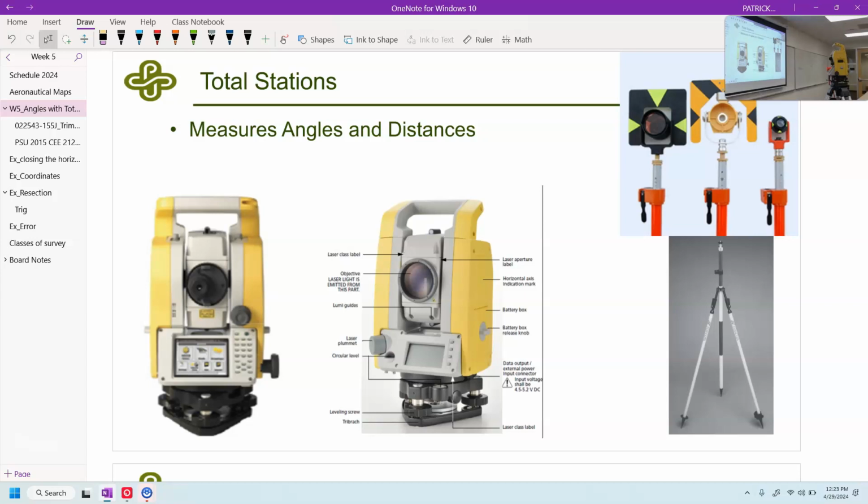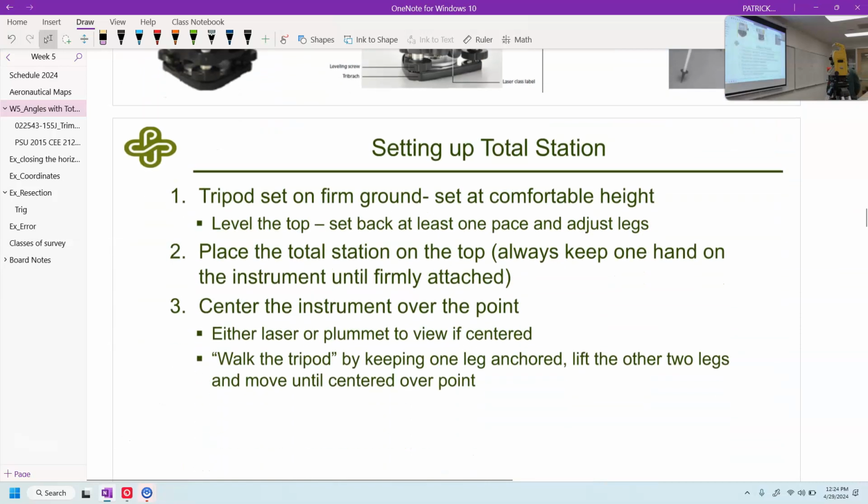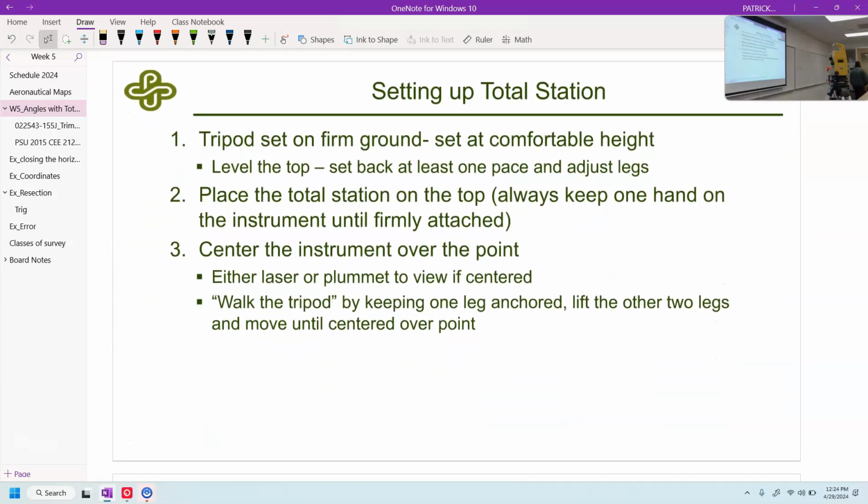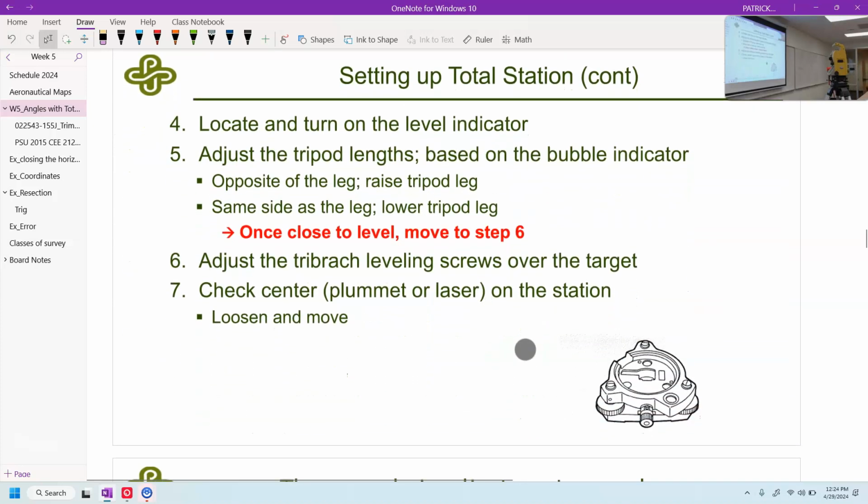And if you follow that procedure, walk the tripod, do your initial leveling with the legs, then fine tune with the tribrach, and if you need to recenter, loosen and slide, it's not too difficult. Okay, so I've got all that description in the steps there. So the seven steps I walked through to ultimately get set up with your instrument.